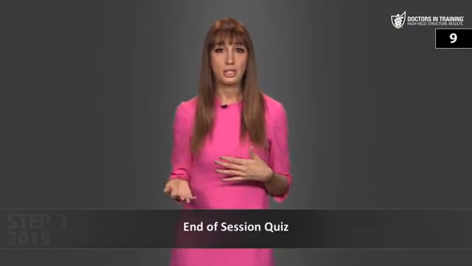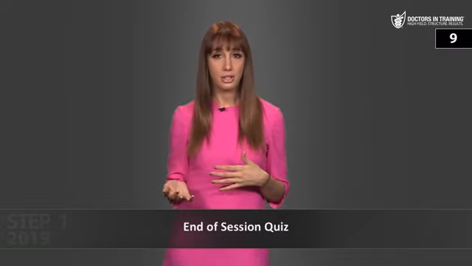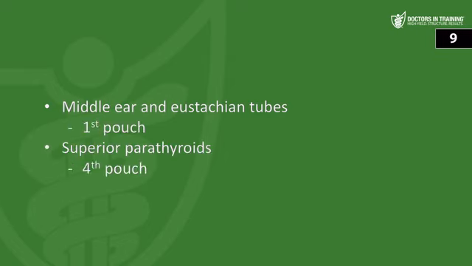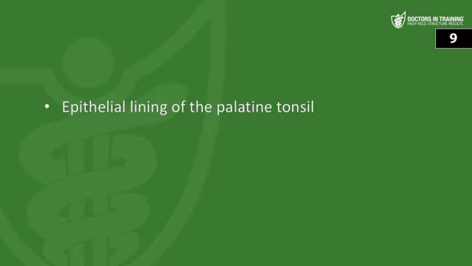And lastly, from which pharyngeal pouch is each of the following structures derived? Middle ear and eustachian tubes are from the 1st pharyngeal pouch. Superior parathyroids are from the 4th pouch. Inferior parathyroids are from the 3rd pouch. The epithelial lining of the palatine tonsil is from the 2nd pouch, and the thymus is from the 3rd pouch.